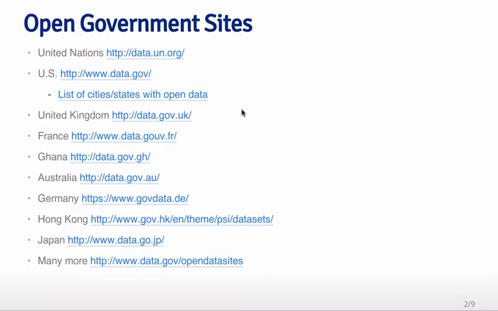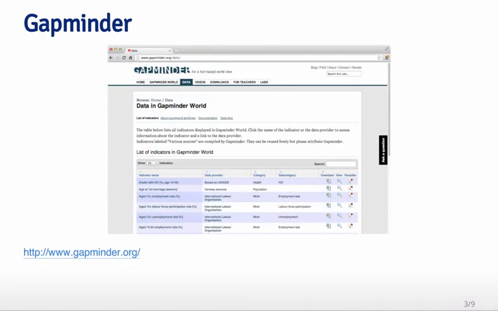There's also a lot more information on a variety of other countries. And this website down here, data.gov open data sites, actually gives information on data sites for other countries all around the world. So that's a good place to start if you don't know if your country has an open government data site. Gapminder is another website that has a lot of data about development in particular and human health. And so there's a large number of data sets that are available on that website, which is gapminder.org.